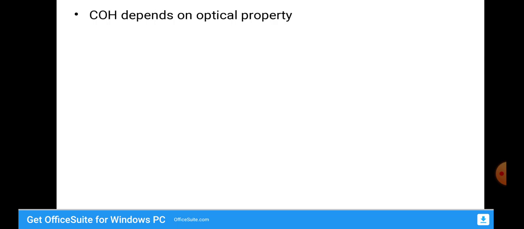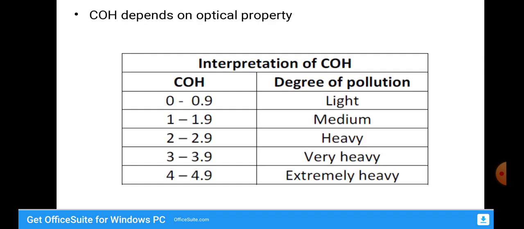Coefficient of optical haze depends on optical property. This is interpretation of COH. As you can see in this table, as value of COH increases, degree of pollution also increases. For lesser value of COH, pollution is less. For higher value of COH, pollution is high.